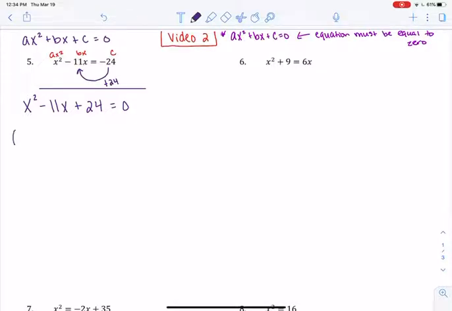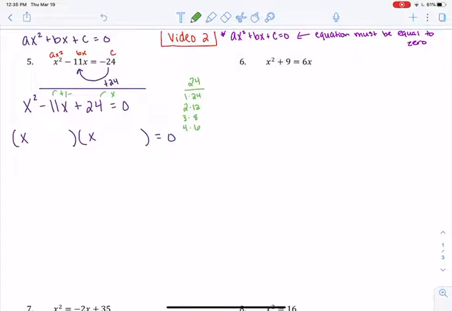Remember, what I like to do is just make my parentheses, set it to 0, and split up my x squared. From here, we can start to think about, okay, well, what multiplies to be 24, but adds or subtracts to be negative 11? So let's come over to the side and think about our factors of 24. Well, we've got 1 times 24. We have 2 and 12. We have 3 and 8. And we have 4 and 6.